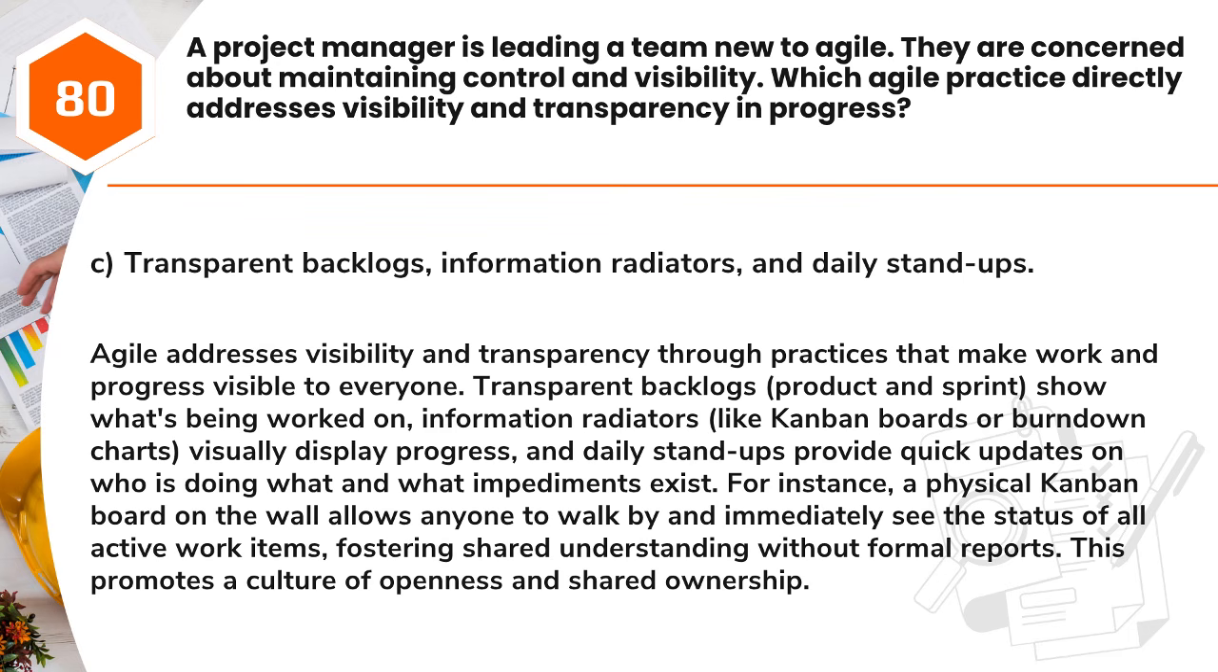Answer: C. Transparent backlogs, information radiators, and daily stand-ups. Agile addresses visibility and transparency through practices that make work in progress visible to everyone. Transparent backlogs, product and sprint, show what's being worked on. Information radiators, like Kanban boards or burn-down charts, visually display progress, and daily stand-ups provide quick updates on who is doing what and what impediments exist.